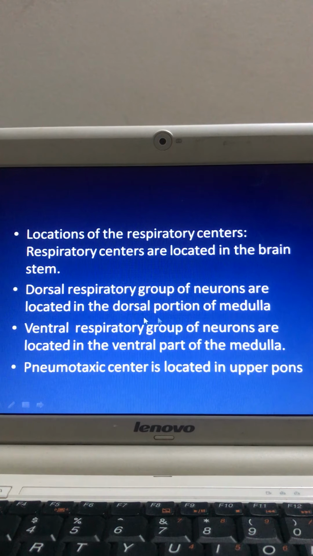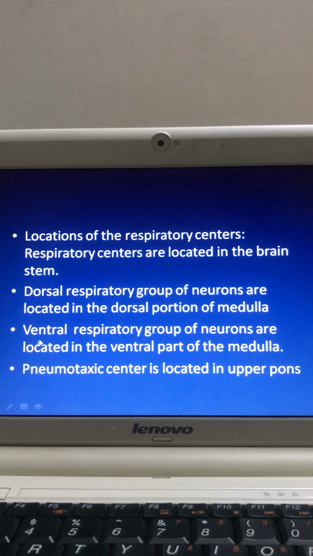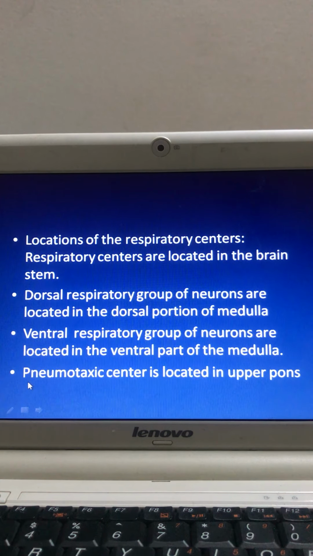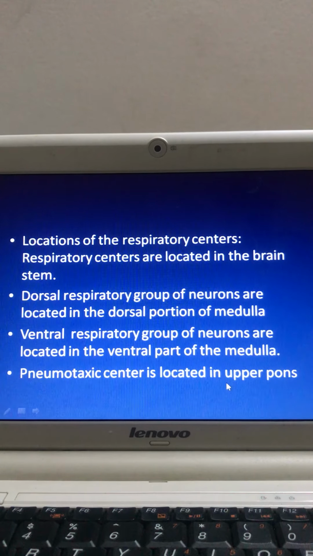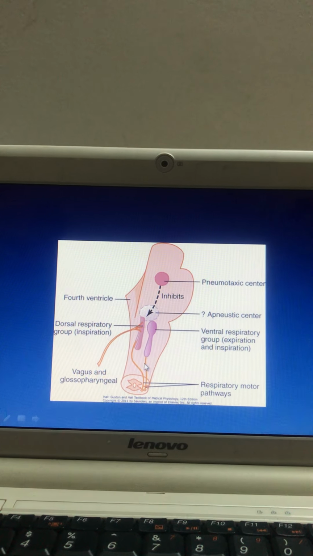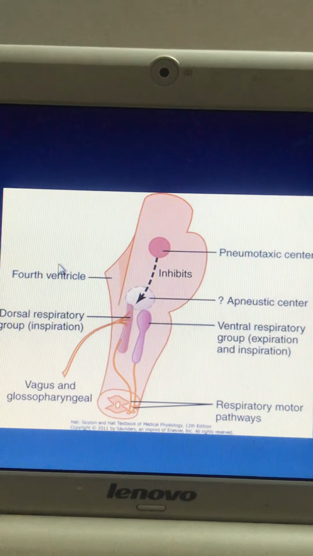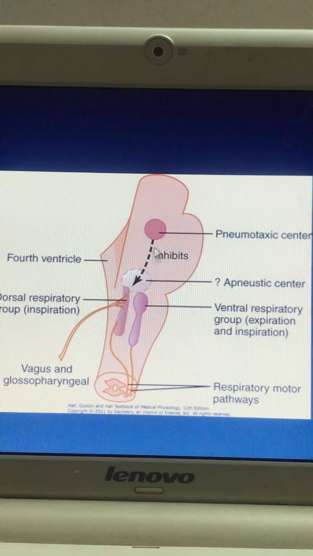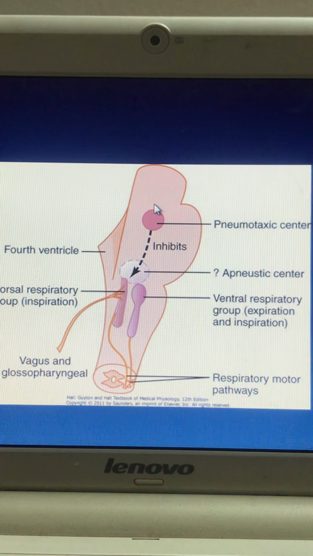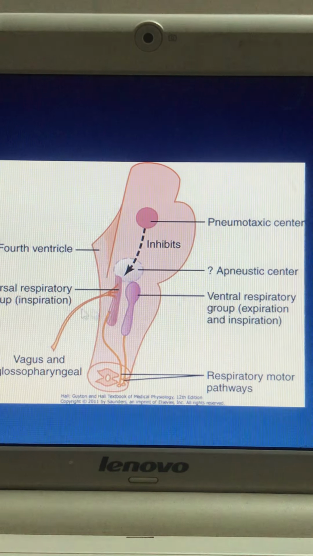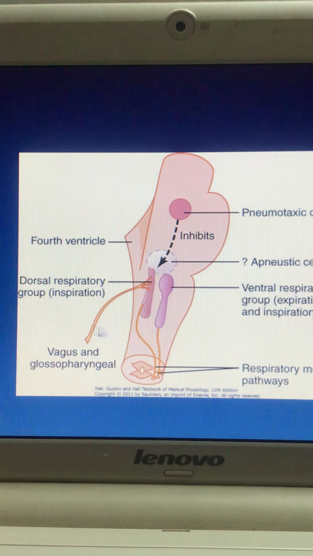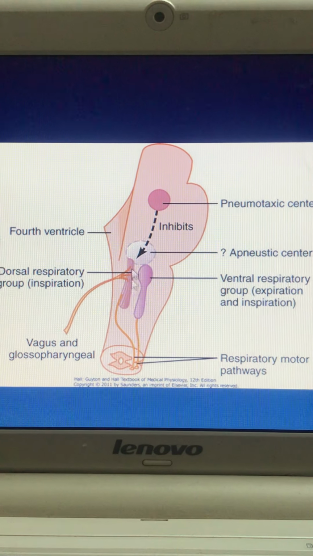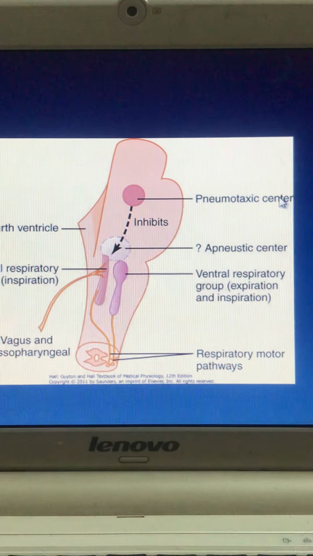Dorsal respiratory group of neurons are located in the dorsal portion of the medulla. Ventral respiratory group of neurons are located in the ventral part of the medulla, and the pneumotaxic center is located in the upper pons. Now look at the diagram. This is the brainstem, this is the pons, and this is the medulla. In the medulla there are two types of respiratory center: dorsal respiratory group of neurons and ventral respiratory group of neurons. In the upper part of the pons, the pneumotaxic center.